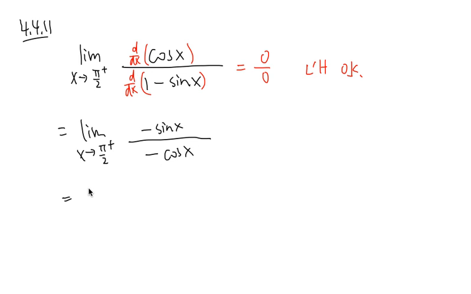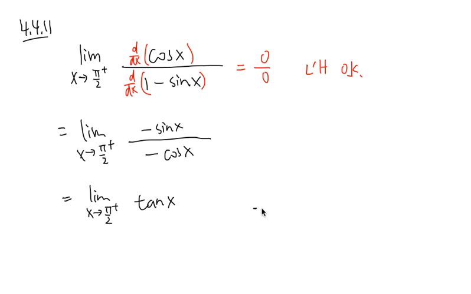This is the same as taking the limit when x is approaching pi over 2 plus; the negative cancels to be positive. Sine x over cosine x is the tangent x function. So the question is, what's the limit when x is approaching pi over 2 plus of tangent x? Well, let me do it this way.